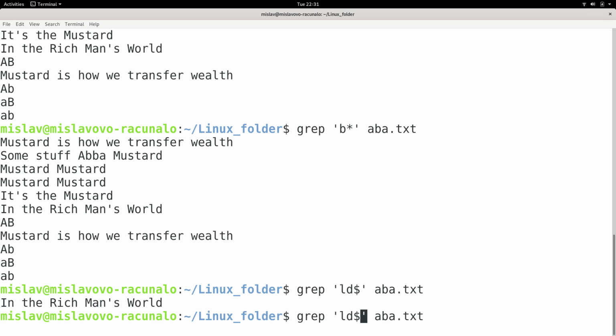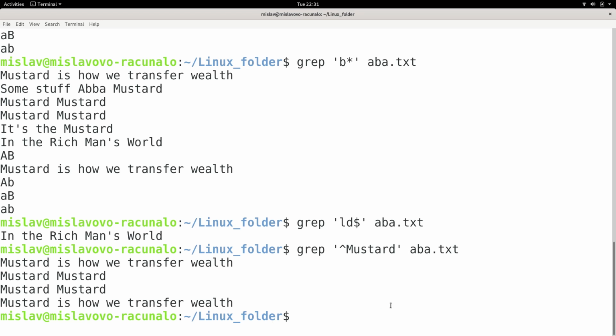If I wanted to match the lines that begin with mustard and press enter, I just get the lines that begin with mustard. Then I can actually use bracket expressions.